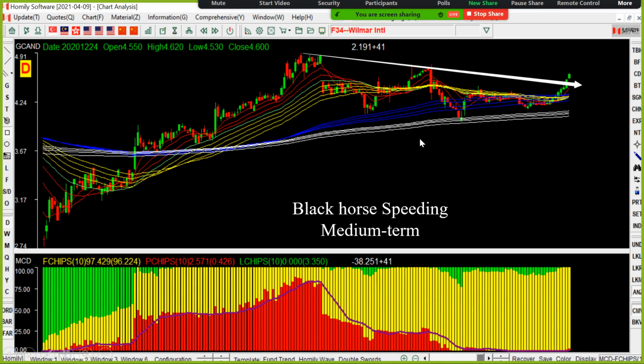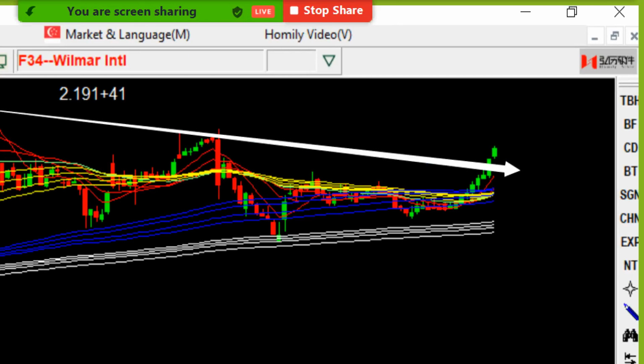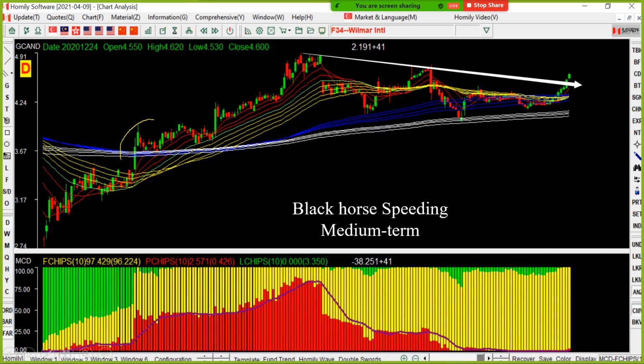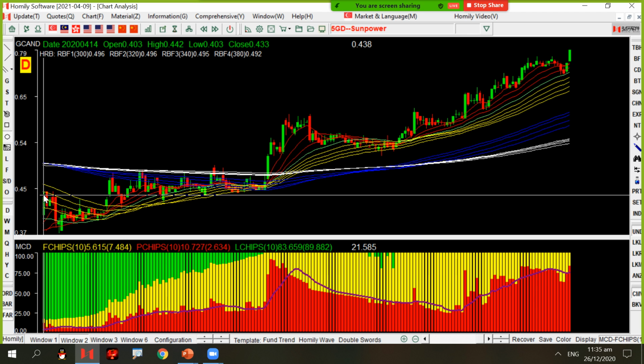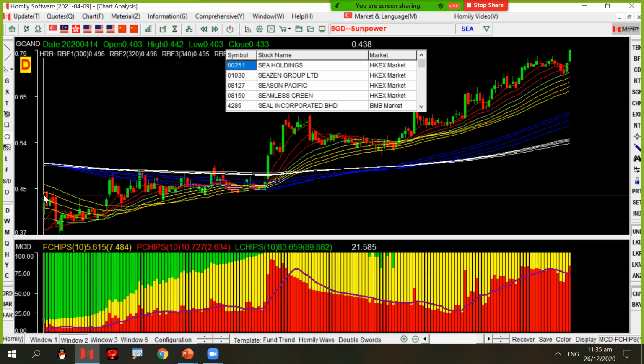Then Wilmar is the same. You can see, crossed up the white rainbow, then retraced to the white rainbow, sideways, crossed up. That is a medium-term black horse speeding up. Okay, that is Wilmar. Also good. So you see, we can combine so many patterns. Even the US market, you see, we can check the SEA Limited.